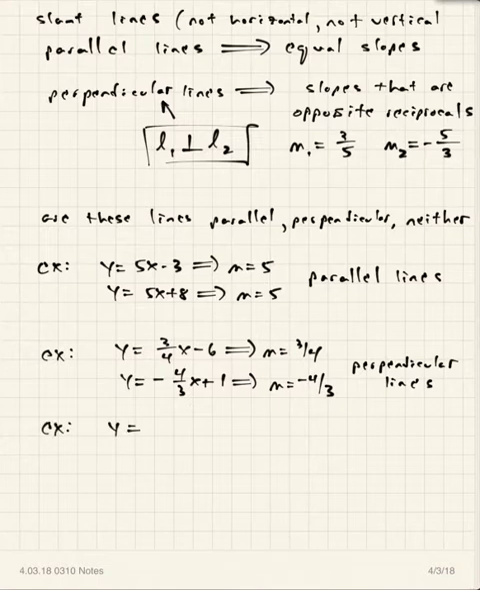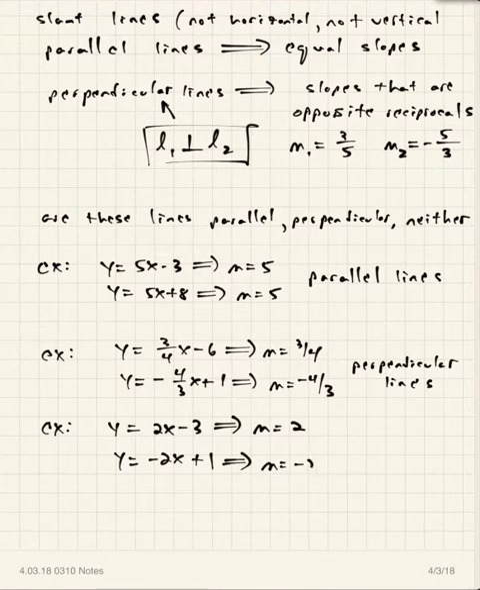All right, the next group of lines, let's say I have y equals 2x minus 3 and y equals negative 2x plus 1. The slope of the first line is 2. The slope of the second line is -2. So 2 and -2 are not equal to each other, so the slopes don't equal. They're not parallel. The slopes are also not opposite reciprocals. You don't flip one to get the other one. Remember, you have to flip it when you're talking about perpendicular lines. So these are not perpendicular either. So this is neither in this case.